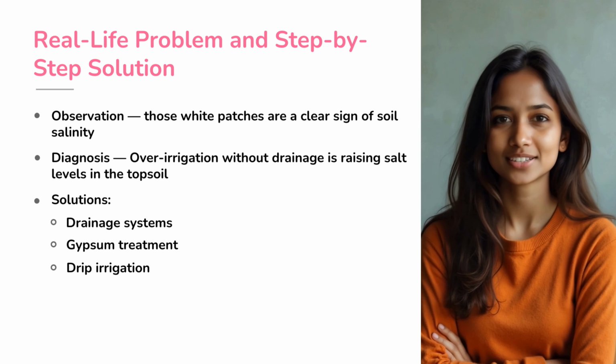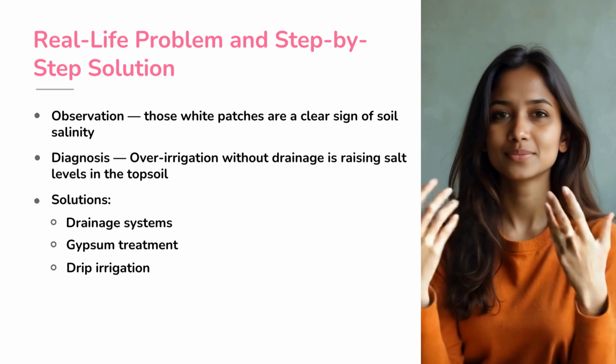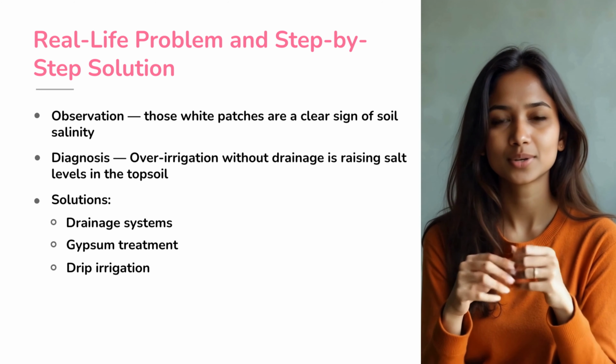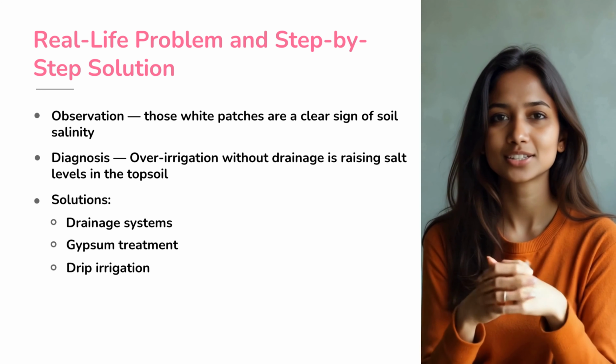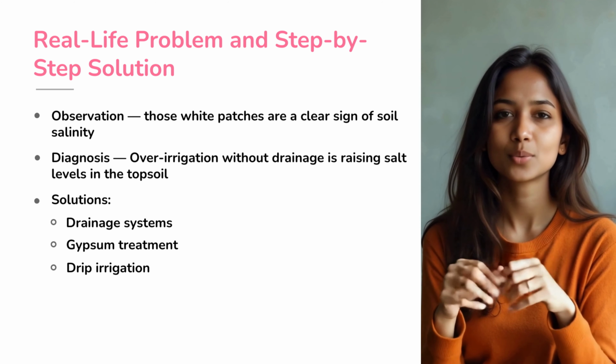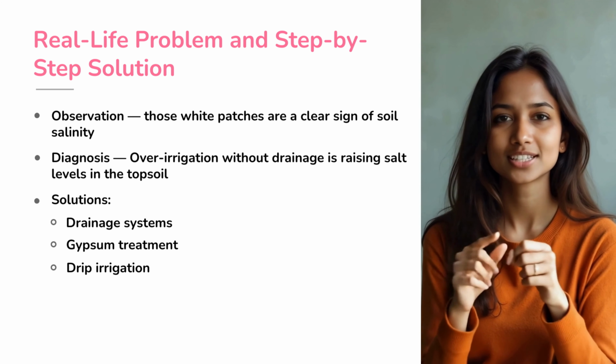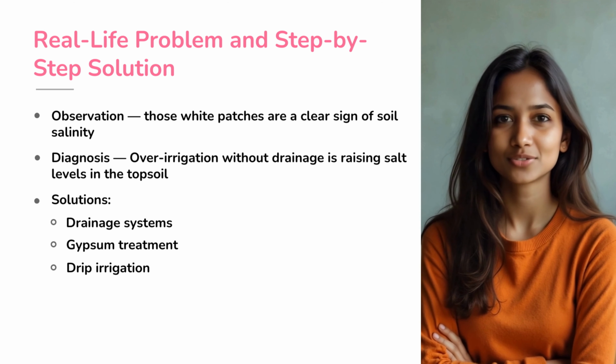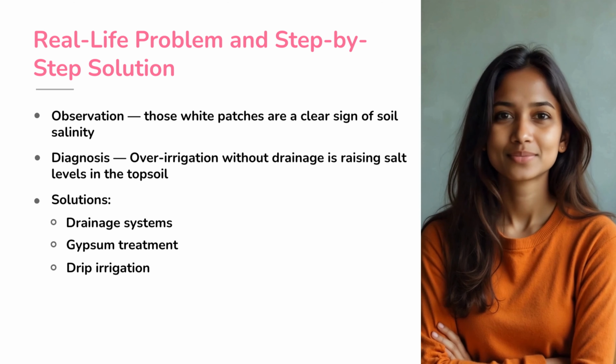Now let's apply this to a real-life situation. A farmer in western Uttar Pradesh notices white crusts forming on his field. His crops are failing. What's going on? Step 1. Observation. Those white patches are a clear sign of soil salinity. Step 2. Diagnosis. Over-irrigation without drainage is raising salt levels in the topsoil.